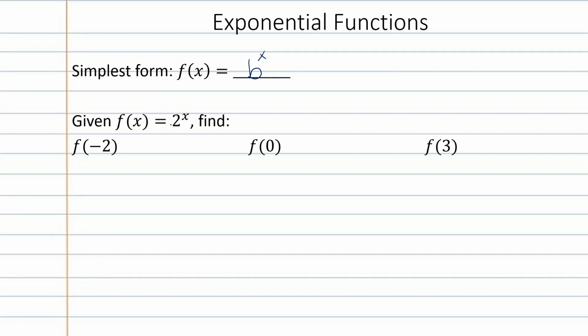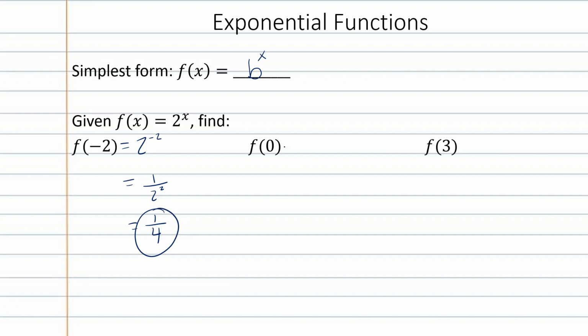So it says given f of x equals 2 raised to the x, which is an exponential function, we want to find f of negative 2. Here all we have to do is plug in negative 2 for the x, so it'll be 2 raised to the negative 2 power. That is the same thing as 1 over 2 raised to the second power, which is the same thing as 1 over 4. Easy enough.